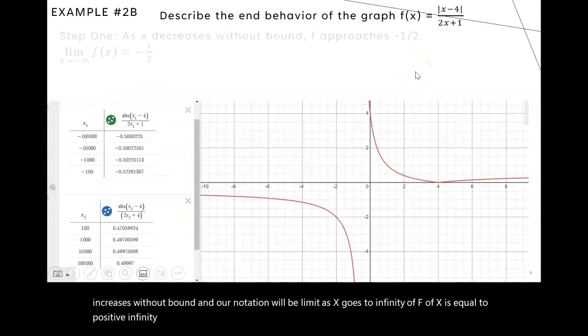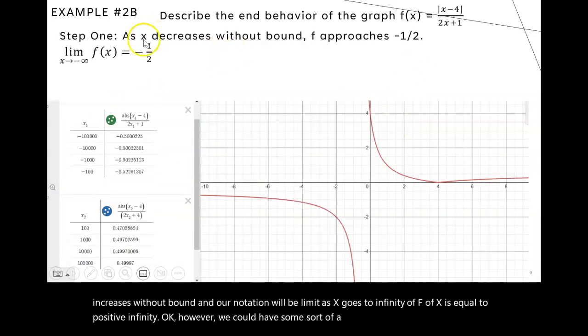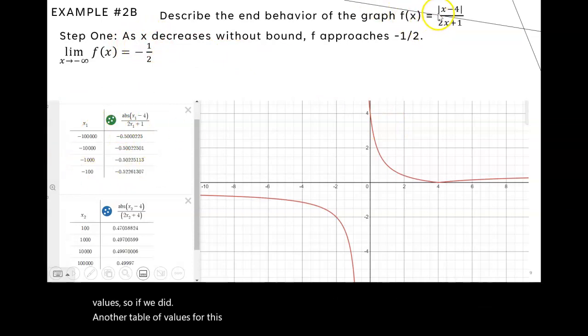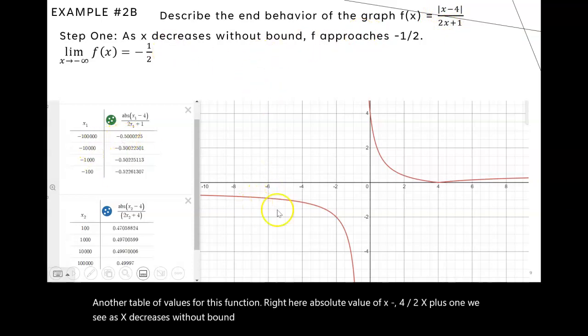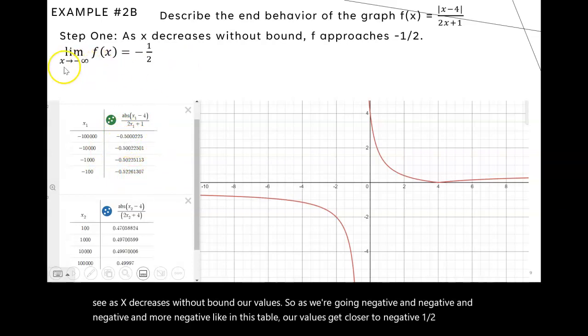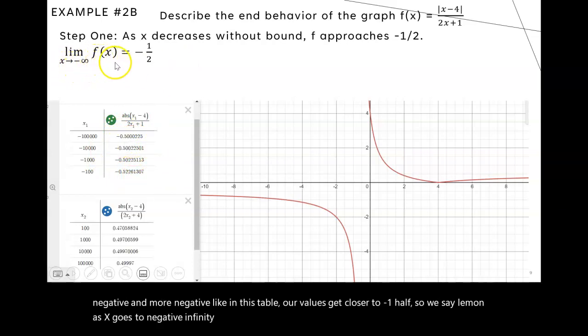However, we could have some sort of a graph where we're approaching values. So if we did another table of values for this function right here, absolute value of x minus 4 over 2x plus 1, we see as x decreases without bound, so as we're going negative and more negative, like in this table, our values get closer to -1/2. So we say limit as x goes to -infinity of f of x equals -1/2.